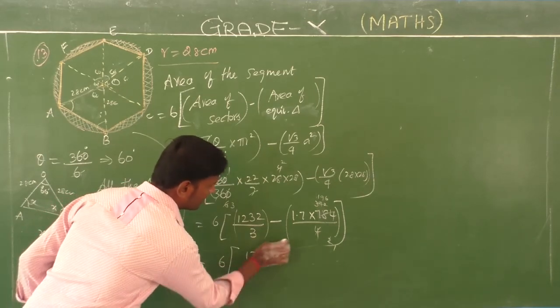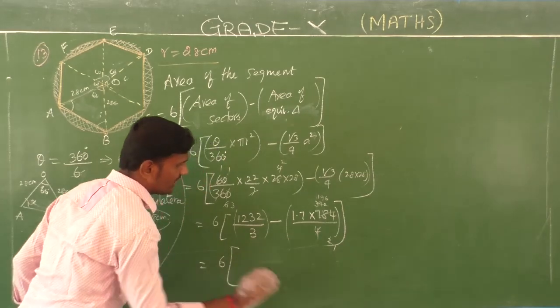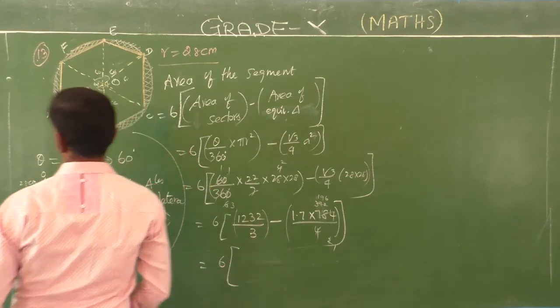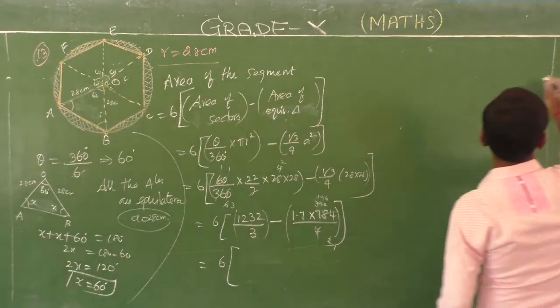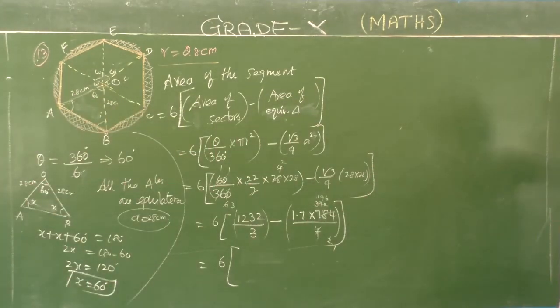So 6 into 1232 by 3. Let us simplify this also. Wait, student. 1232 divided by 3. So 4 threes are 12. Take 3, 1 three is 3. Take 2, so 0. Put a decimal, 20. 6 threes are 18. Remainder 2. So it is going on.